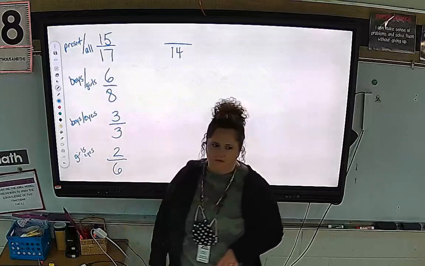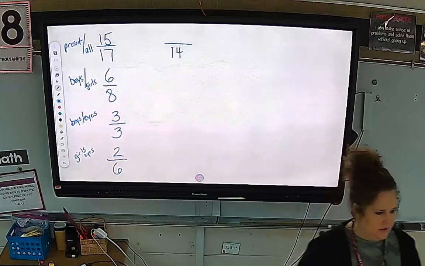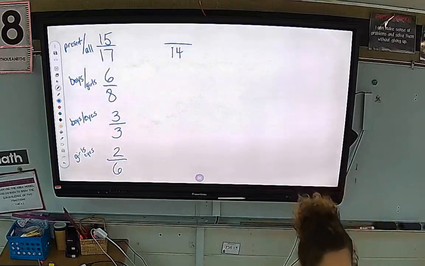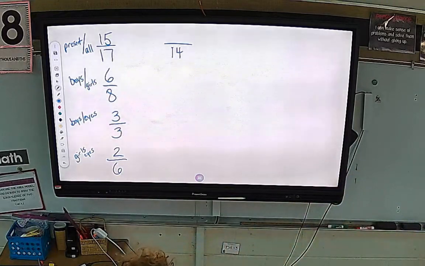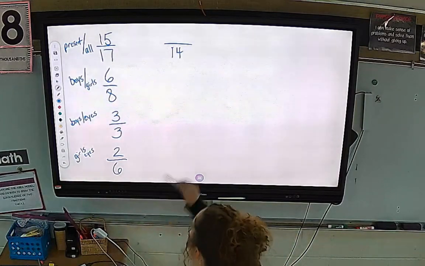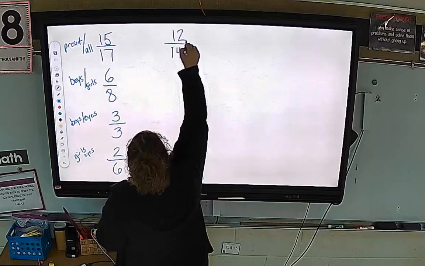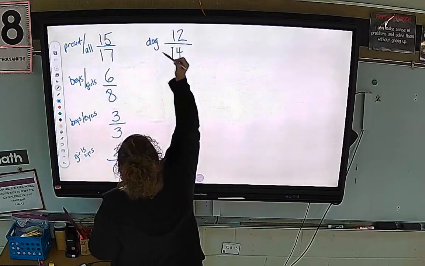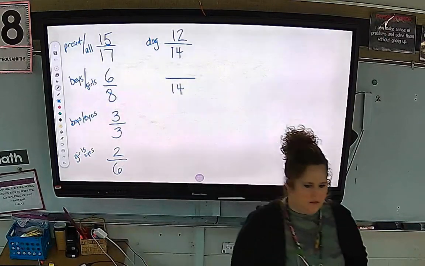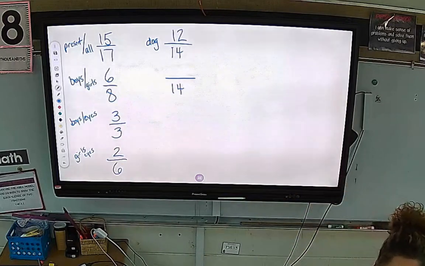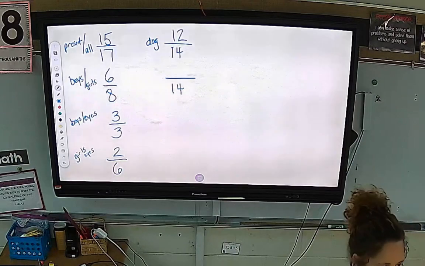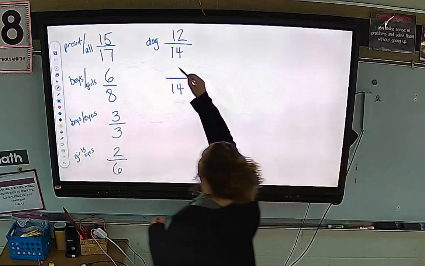What fraction of the people in the room have a dog? Raise your hand if you have a dog that lives at your house. 1, 2, 3, 4, 5, 6. Okay, hold on. 1, 2, 3, 4, 5, 6, 7, 8, 9, 10, 11, 12. So 12/14 of us have a dog. Okay. All right, there are 14 people in the room. Raise your hand. What fraction of us has a cat? 1, 2, 3, 4, 5, 6. 6/14 of us have a cat.